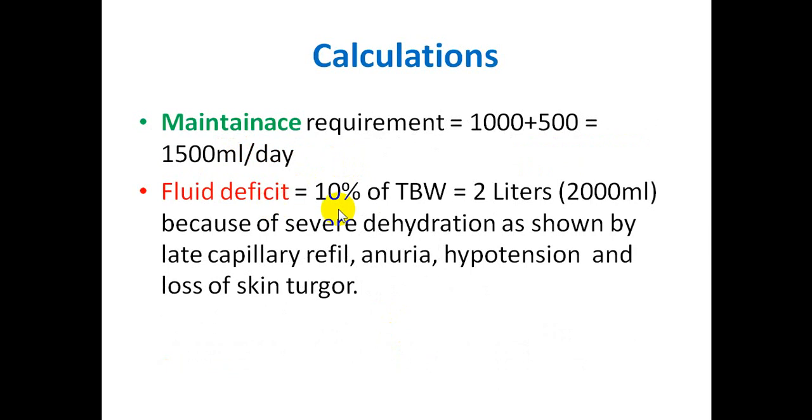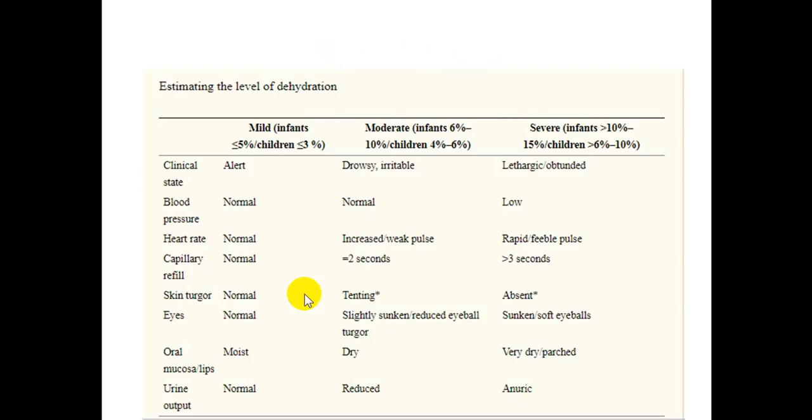The fluid deficit: because the baby has severe dehydration. How do we know it is severe dehydration? Because we have late capillary refill, 4 seconds, anuria, hypotension, and loss of skin turgor. You can see in this table that any baby with hypotension, capillary refill more than 3 seconds, loss of skin turgor, or anuria indicates severe dehydration, and children are usually considered to have around 10% fluid deficit. Because the baby is 20 kilograms, we need around 2000 milliliters.